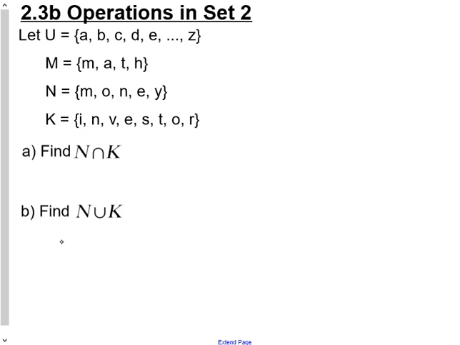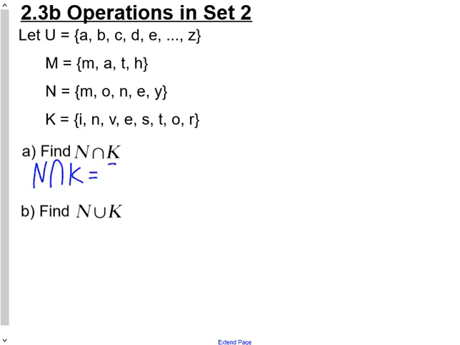So starting off, let U be the set of all lowercase letters A through Z. Let M be math, M-A-T-H. Let N be money, the letters in the word money, M-O-N-E-Y, and let K be the letters in the word investor. Find N intersection K. So again, this means find the elements that are in both N and K.